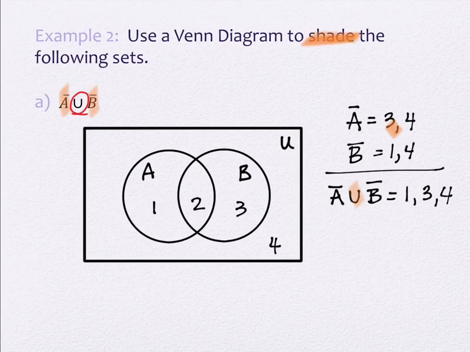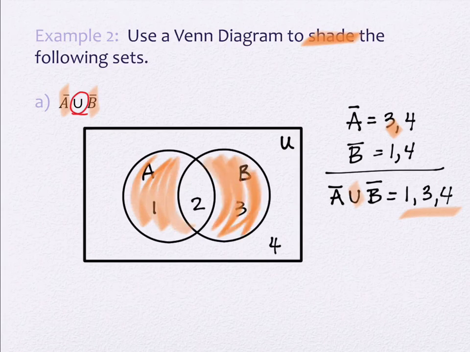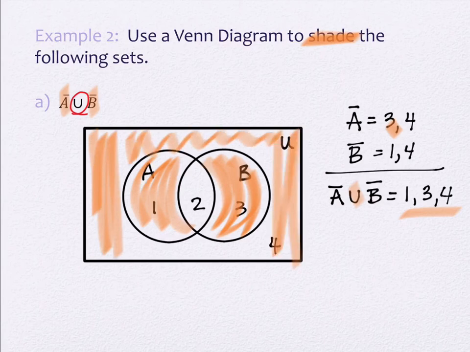So feel free to use a highlighter, a crayon, a colored pencil, or you can shade with your regular pencil. It doesn't matter. But we're going to shade the areas of the graph represented by these 3 numbers. So I'm going to shade the number 1. I'm going to shade the number 3. And I'm going to shade in the number 4. So the only thing that should be left unshaded on this problem is the number 2.